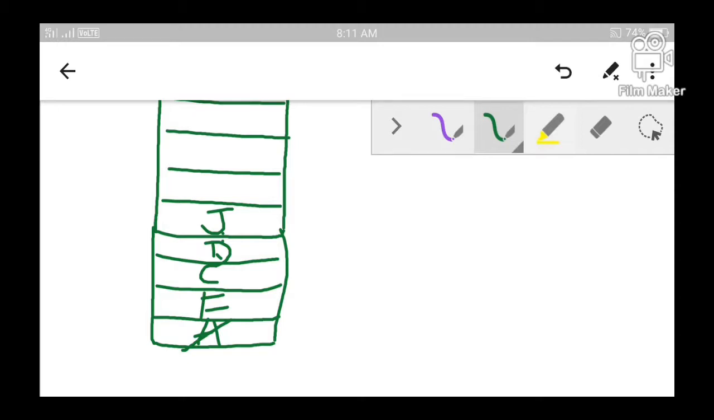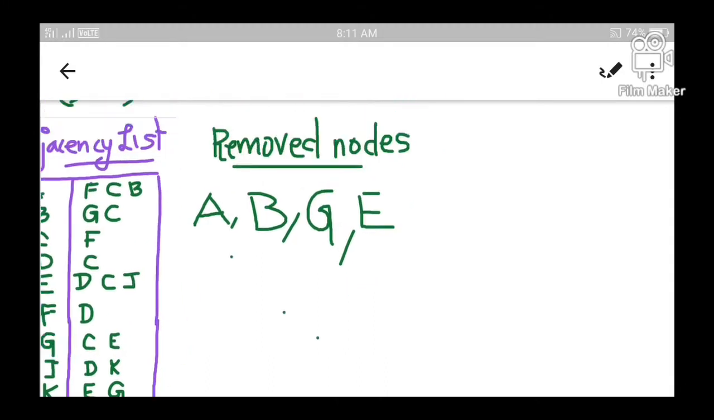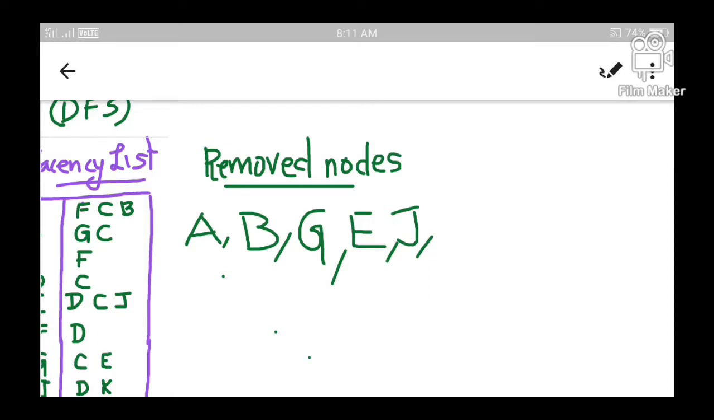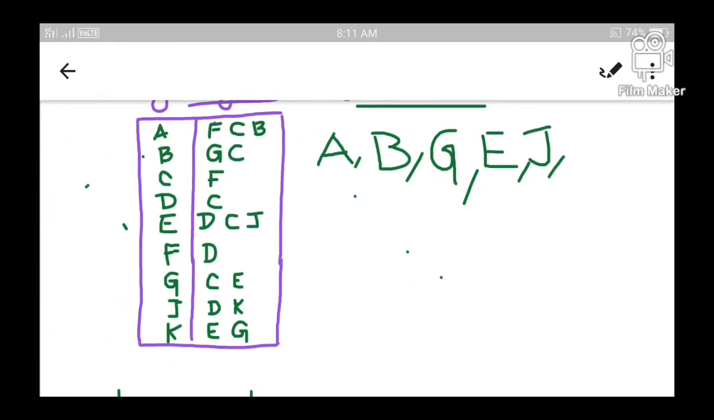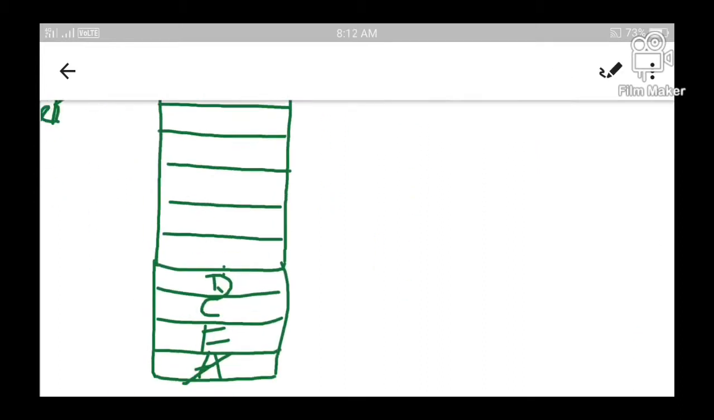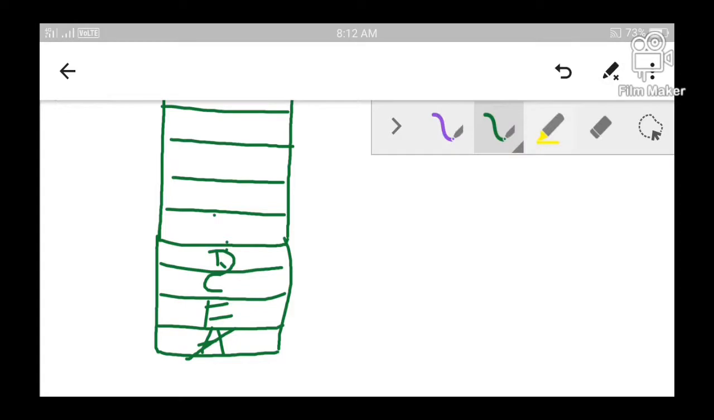Again repeating the process, remove the topmost element from the stack. Topmost element is J. I have removed J. Let me add it to the list of removed nodes. J is added. Now find all the adjacent nodes of J. J is having two adjacent nodes, D and K, but D is already pushed. So now we need to push only K. Let me push K onto the stack.